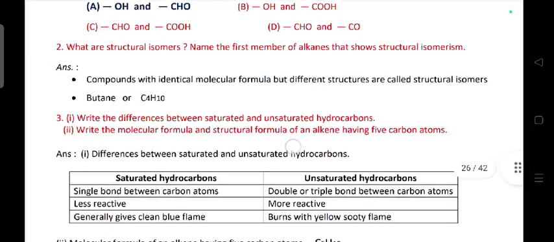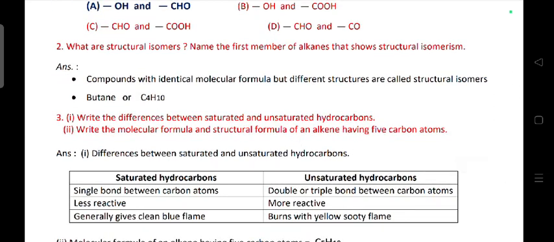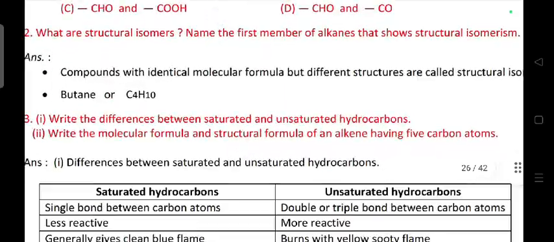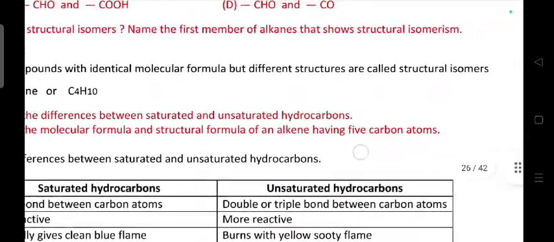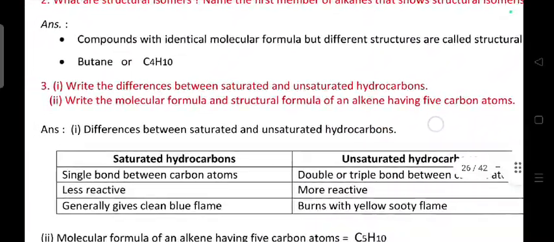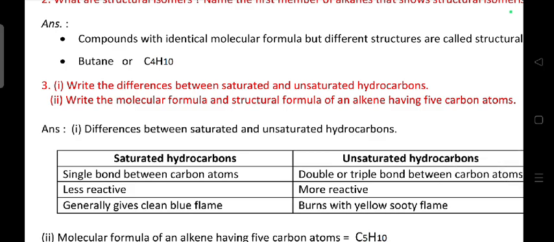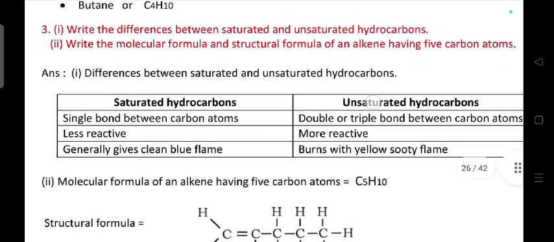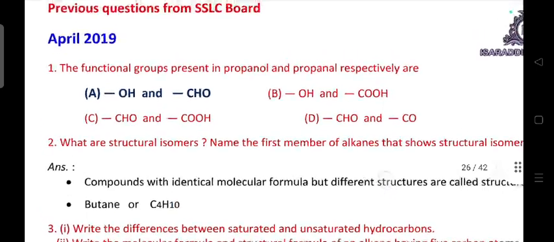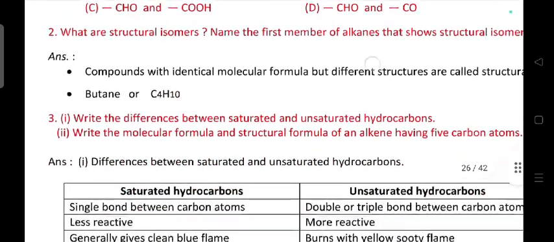Then come to the second question. What are structural isomers? Name the first member of alkanes that shows structural isomerism. So compounds with identical molecular formula but different structural formula are called structural isomers. Example: butane, or C4H10. These are all the questions which were asked in the April 2019 paper.